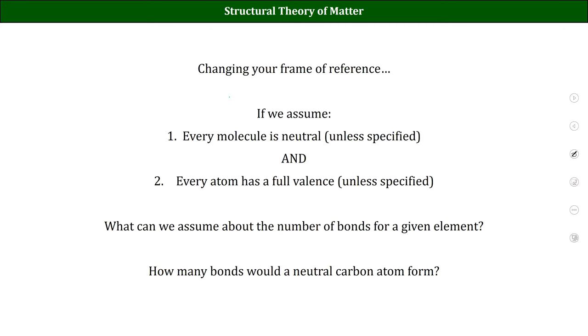If we change the frame of reference, if we assume every molecule is neutral unless specified, and we're assuming every atom has a full valence unless specified, that allows us to just go based on how many vacancies tells you how many bonds, and you make up the difference with lone pairs, whether or not they're explicitly stated in the formula, right? So carbon makes four, nitrogen makes three, oxygen makes two.